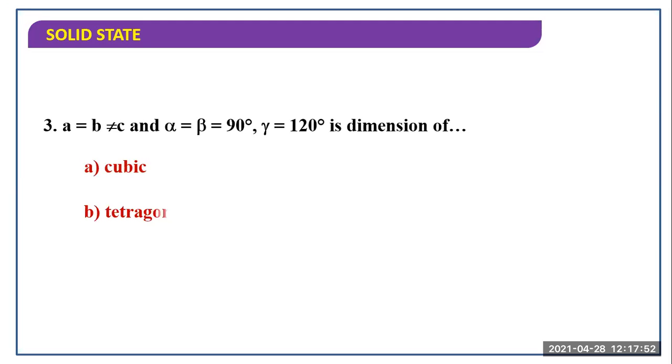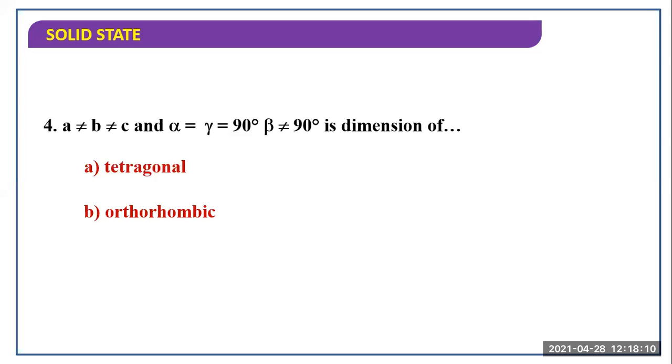This is the dimension of what? A not equal to B not equal to C. Sorry, A equal to B not equal to C. Hexagonal. Clear? This is hexagonal. Monoclinic, A not equal to B not equal to C. Alpha equal to gamma equal to 90 degree, and beta not equal to 90 degree.